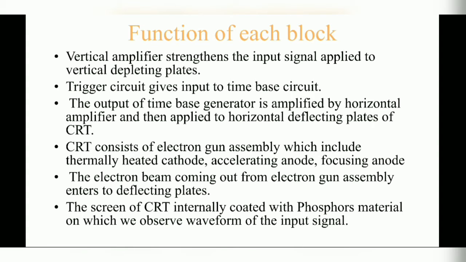CRT consists of electron gun assembly, which includes thermally heated cathode, accelerating anode, focusing anode. The electron beam coming out from electron gun assembly enters the deflecting plates. The screen of CRT is internally coated with phosphorus material on which we observe the waveform of the input signal.